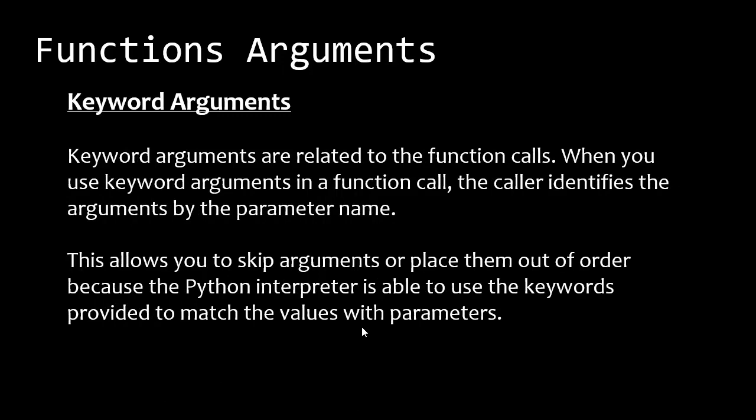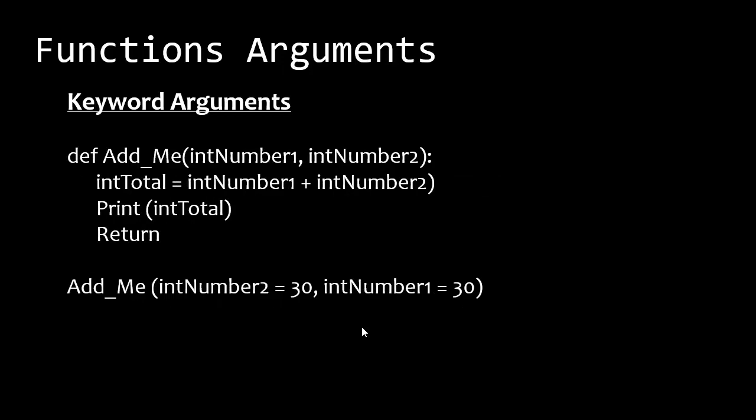There's something called keyword arguments. Keyword arguments are related to the function calls. When you use keyword arguments in a function call, the caller identifies the arguments by the parameter name. This allows you to skip arguments or place them out of order, because the Python interpreter is able to use the keywords provided to match the values with the parameters. Let's look at what I mean by this.